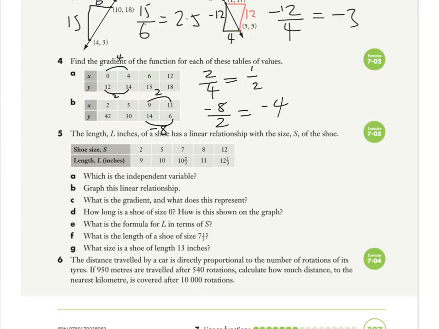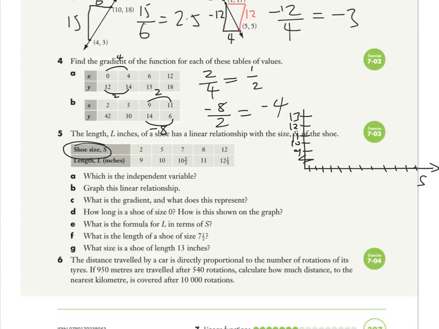Now 5, the independent variable. Independent is the shoe size. Now to graph this, okay, the shoe size, 2, 3, 4, 5, 6, 7, 8, 9, 12. So that's your S and your L. Now you would start at 0 and probably go up by 1s, but I don't really have the time, so I'm just going to truncate, and we've got 9, 10, 11, 12, and 13.